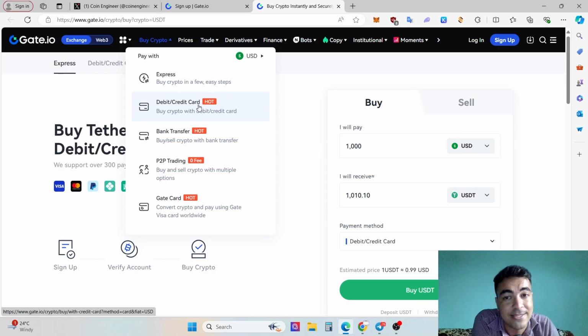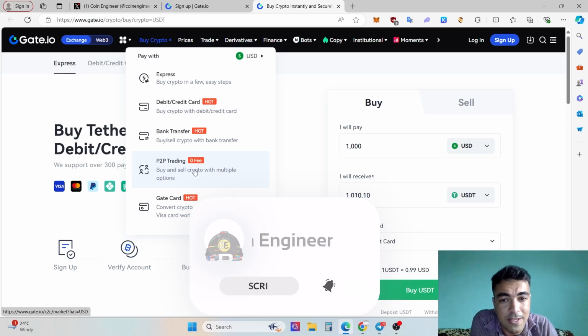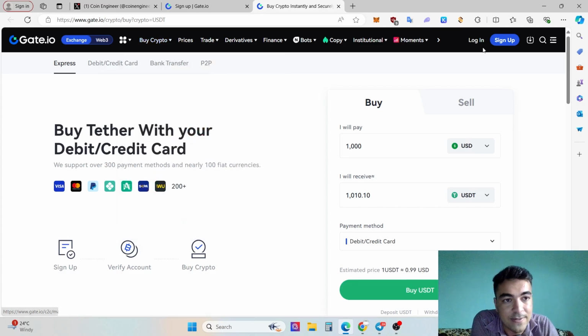And then other options: debit card, bank transfer, P2P trading. Right now I'm using just P2P trading because there's no fee, and that's the fastest method. And if your country supports Gate Card, you can use Gate Card to transfer your national currency into the Gate Card, then you can easily convert it into the Gate.io website and into your balance.